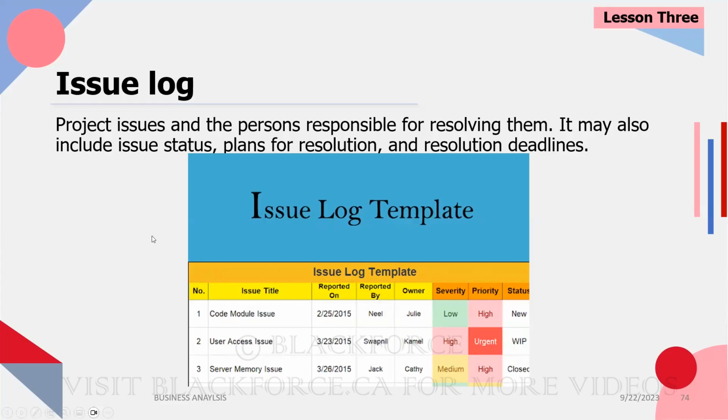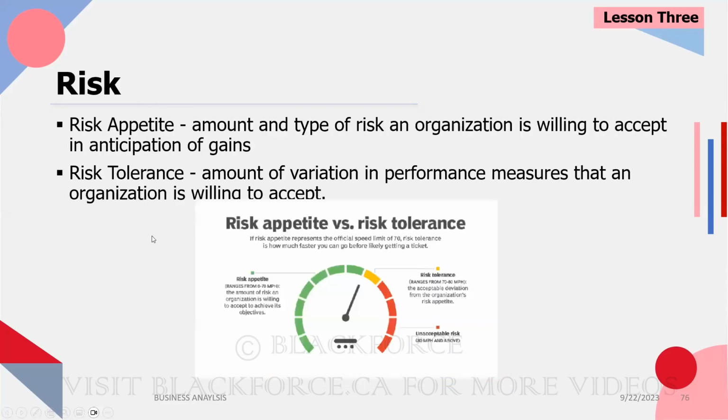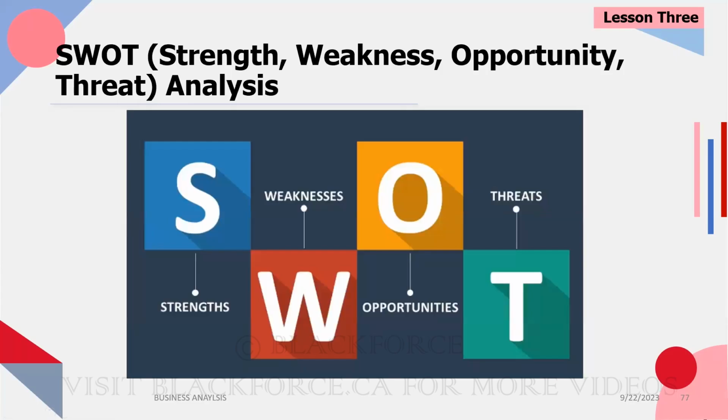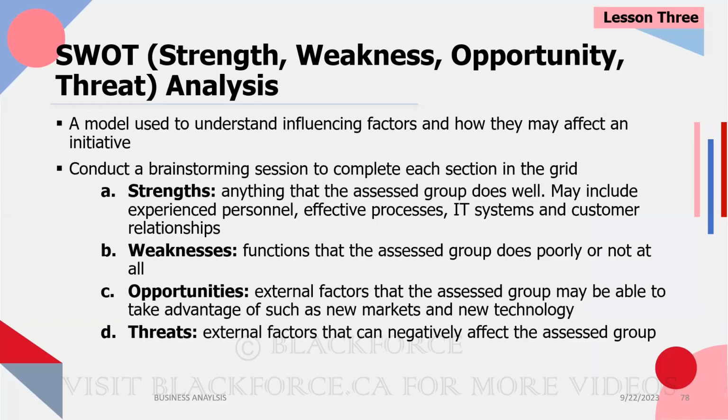Okay. Awesome. So we've done issue log, we've looked at risk, and now we're going into SWOT. And this is what we call strength, weakness, opportunity, and threats.